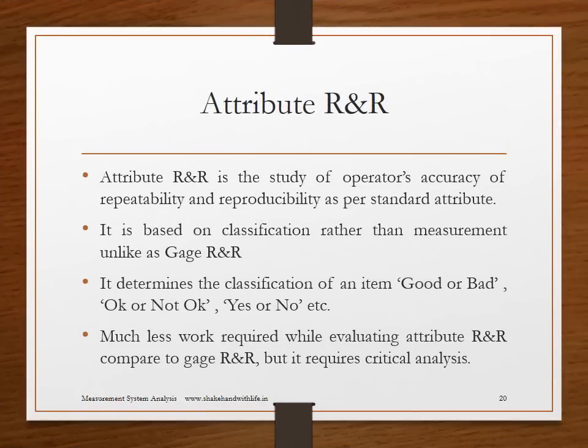Attribute R&R. Attribute R&R is the study of operators' accuracy of repeatability and reproducibility as per standard attribute. It is based on classification rather than measurement, unlike Gage R&R. It determines the classification of an item: good or bad, okay or not okay, yes or no, etc. Much less work is required while evaluating attribute R&R compared to Gage R&R, but it requires critical analysis.